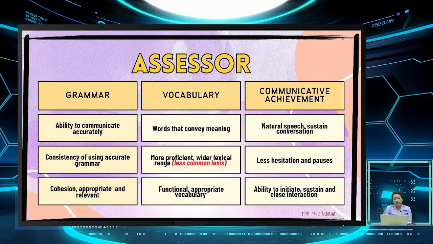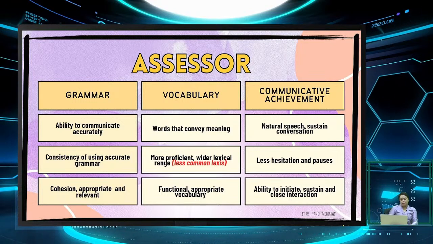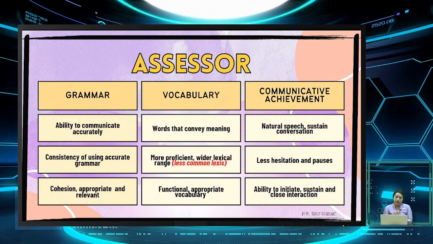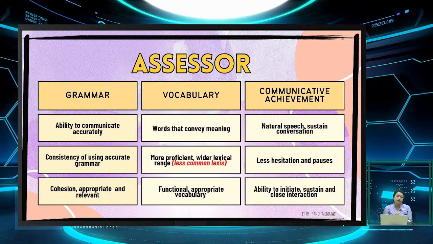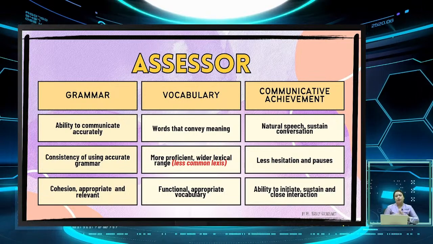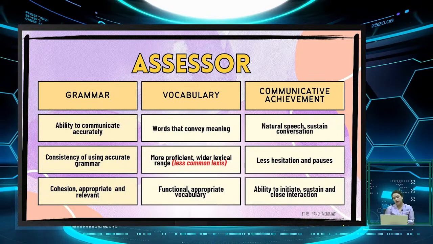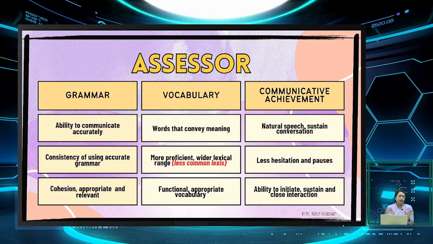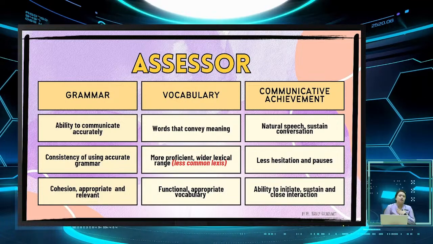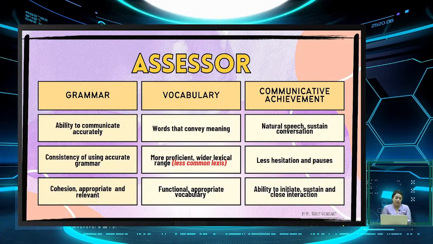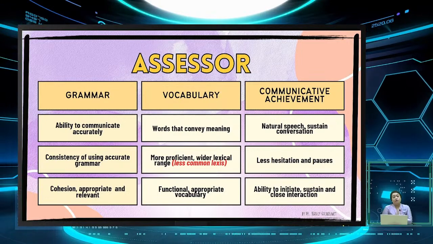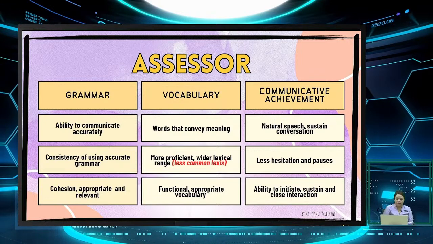For happy, okay. And CA, communicative achievement, this is where students will be assessed for the ability to be engaged in the discussion, whether they can be natural, there is no hesitation, there's no pauses, meaning they are very comfortable in giving the answers, they are very comfortable in speaking, then they will get full mark for CA, right?